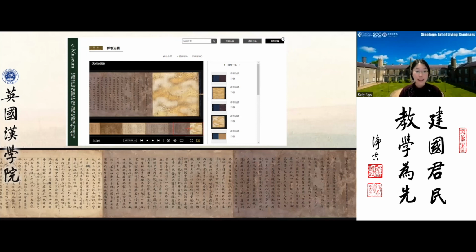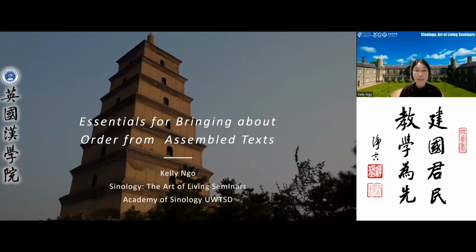So I think that gives us a bit of an introduction to the Essentials for Bringing About Order from Assembled Texts, a bit more understanding of how this compilation came to be compiled, and just an inkling of how it became significant during its time and for later courts, both in China and Japan. So thank you very much for your attention.